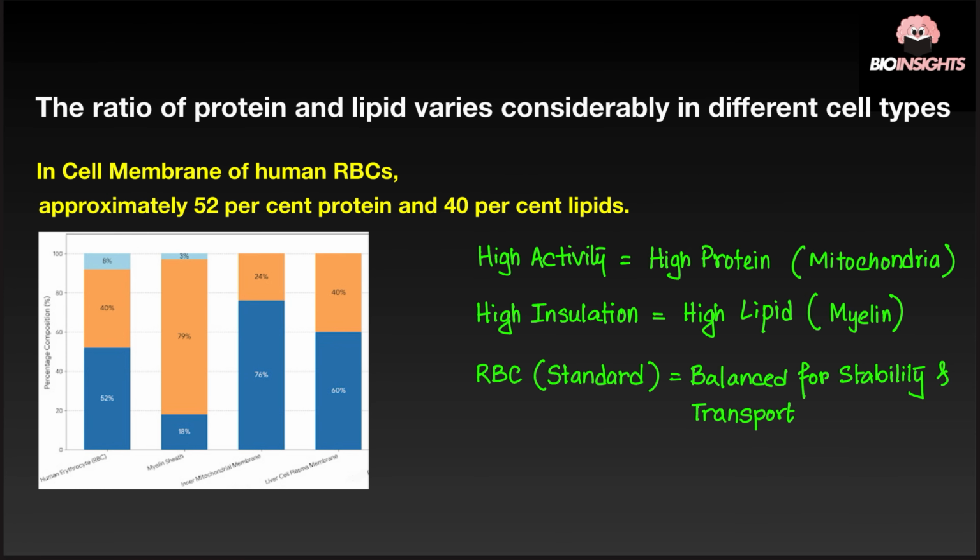But are these proteins and lipids present uniformly across the cellular membranes of all cell types? The answer is no. The ratio of the protein and the lipid varies considerably in different cell types. In your textbook, the exact percentage of proteins and lipids for the cell membrane of the human red blood cells is given, and that is approximately 52% protein and 40% lipids, the 8% being other elements such as carbohydrates. But we shall also look at the distribution of these things among the other cells to understand its significance.